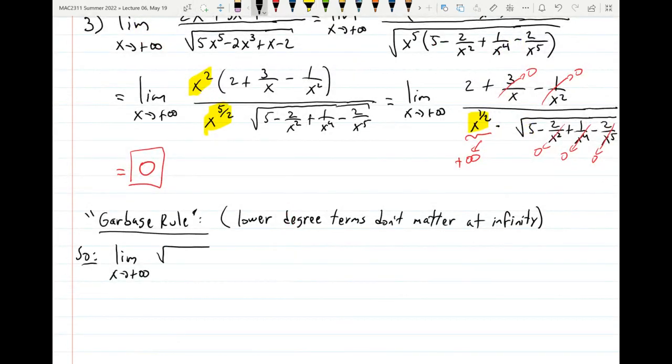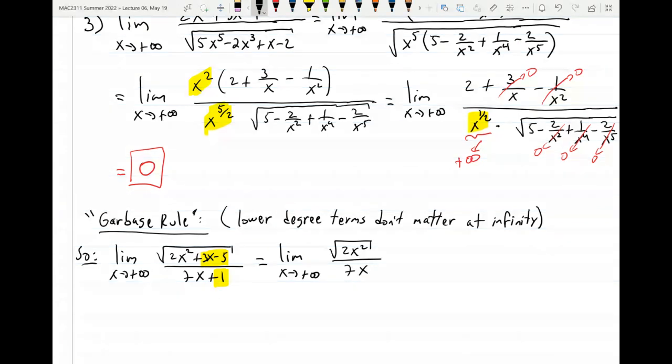Okay, so let me just rewrite the first problem that we did. Then this limit is just, we're gonna discard the lower degree terms, in this case these guys and this guy. We only stay with the leading terms. So in the top we have square root of 2x squared over 7x. And now this is an easier limit to compute, right?